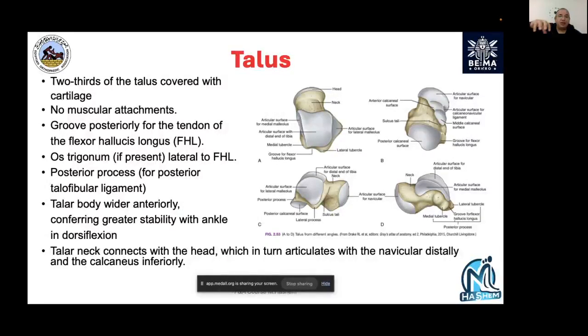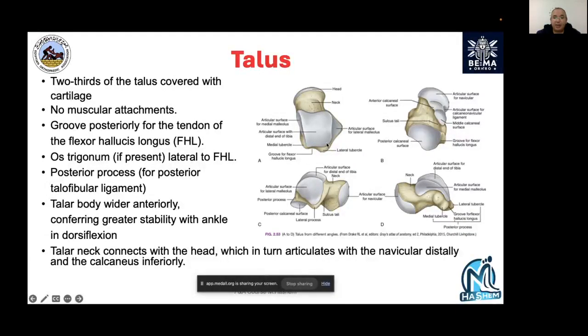What the talus does is act as a hinge between the movement of the tibia and leg and the movement of the foot. There is no muscular attachment. Remember that in its posterior process there is a groove where the flexor hallucis longus passes, and the lateral tubercle is the common site for the os trigonum. That's why the os trigonum is also always lateral to the FHL.